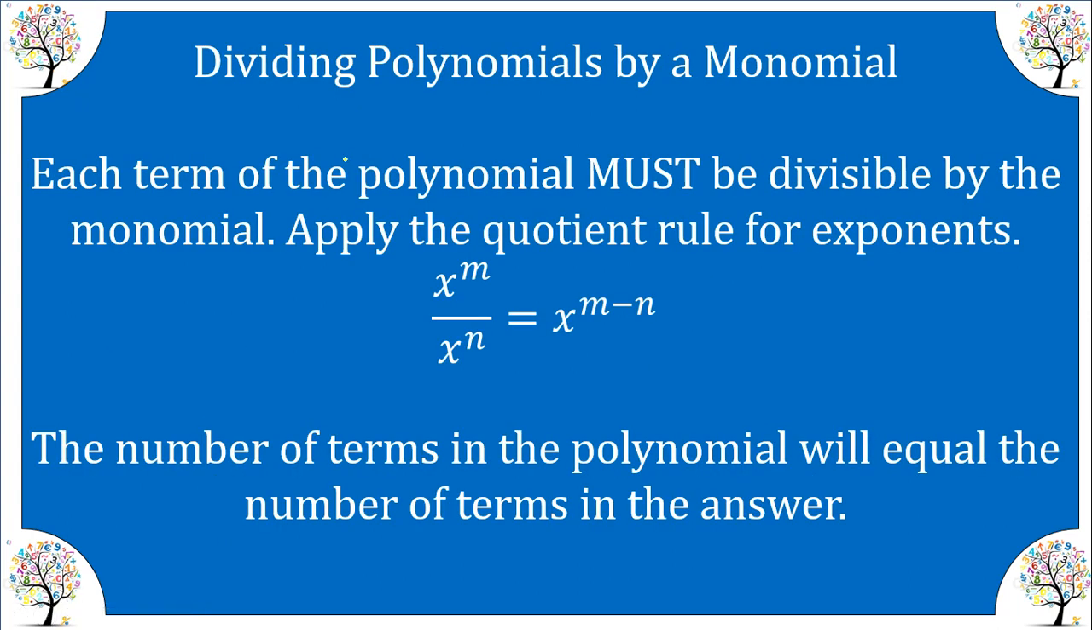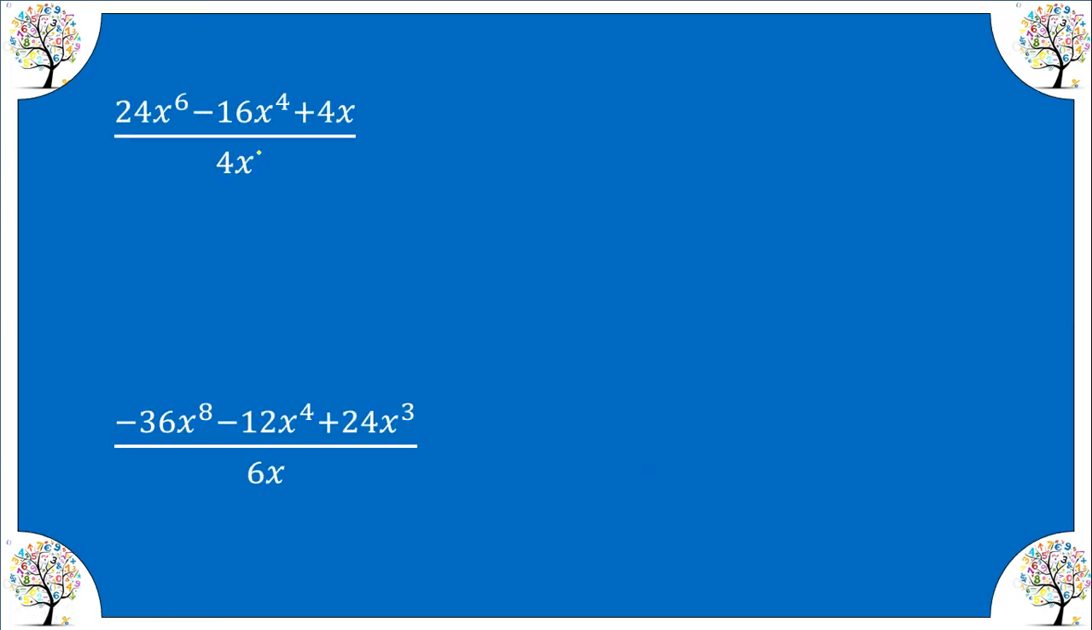Okay, when we divide a polynomial by a monomial, every term in the numerator must be divisible by that denominator. And we will be applying the quotient rule when we are dividing. We will subtract exponents. You also need to note that the number of terms in your original polynomial will equal the number of terms in your final answer. So if you are dividing a monomial into a trinomial, you'll end with a trinomial. So let's take a look at this one.